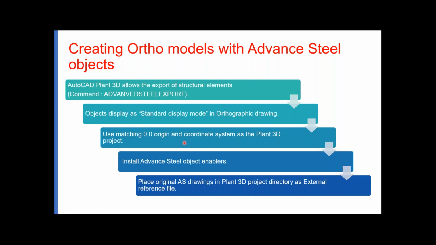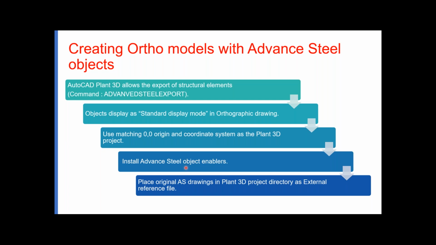Use a matching 0,0 origin. Put your Advanced Steel object in, whether you insert it or do an external reference, adhere to the Plan coordinate system and make sure that you are inserting that object or the external reference file at the origin itself. Another thing we also want to highlight is to install Advanced Steel object enablers. There are Plan 3D object enablers for Advanced Steel.